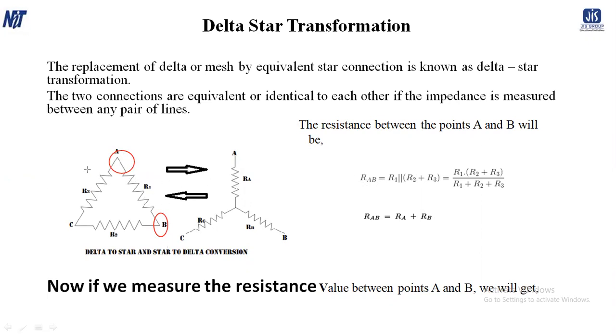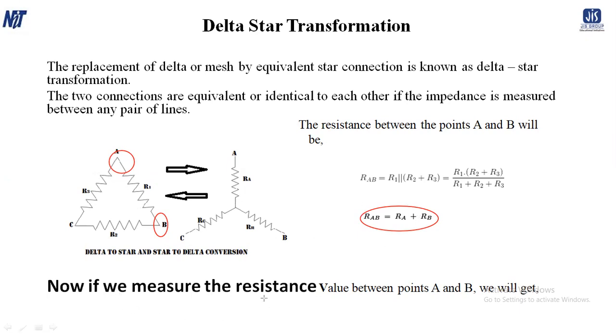that is the equivalent resistance between A and B terminal, that is R1 parallel R2 plus R3. So R2 and R3 are connected in series, and R1 is connected with R2 plus R3 parallelly. So it is R1 into R2 plus R3 divided by R1 plus R2 plus R3. For the star connection, RAB equals RA plus RB.